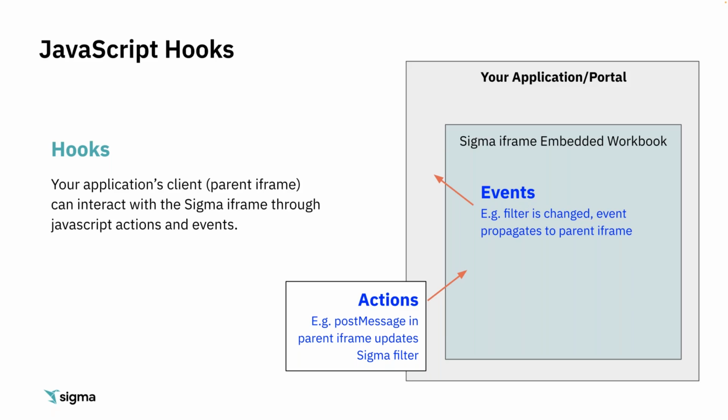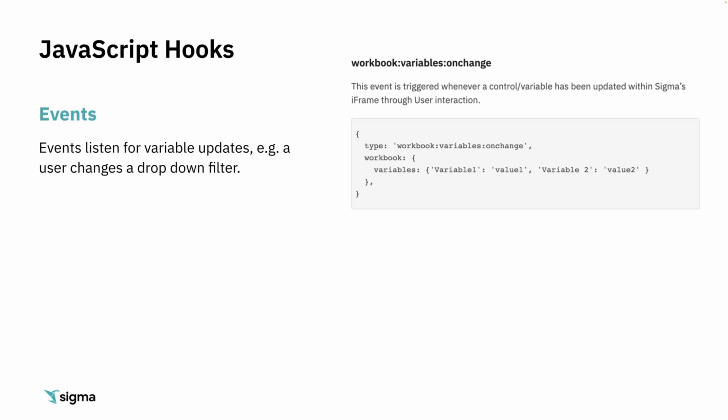Thanks. So, a note on JavaScript hooks. We do have some nice mechanisms here which allow you to communicate between your application and the Sigma embedded iframe. So we have events and we have actions, and events get propagated out from the Sigma iframe out to your parent iframe, and actions have the reverse direction. These are things where you take action inside your application, and then you can post into the iframe. So some examples of these.